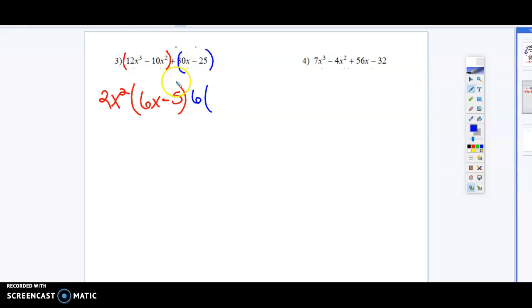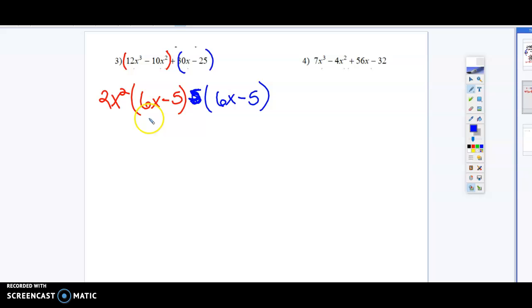And if I take 30x and I divide it by 5, it's going to give me positive 6x. I don't know why I put 6 there. Okay, so 30x divided by 5 is going to give me positive 6x. That's where that came from. Negative 25 divided by 5 is going to give me negative 5.